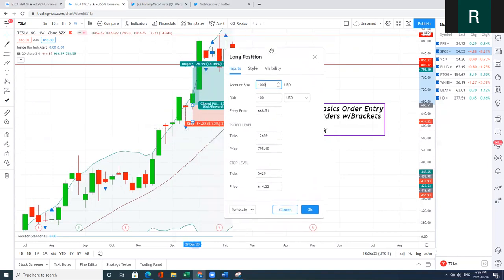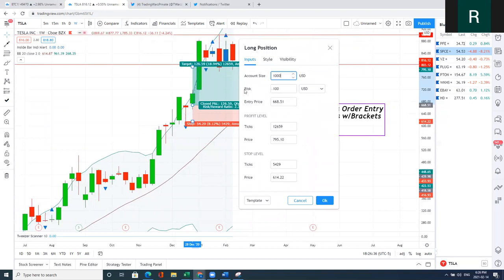And then what we're going to do here, this is the most important part right here: your risk. Okay. So let's say you want to risk $1,000 on this position.